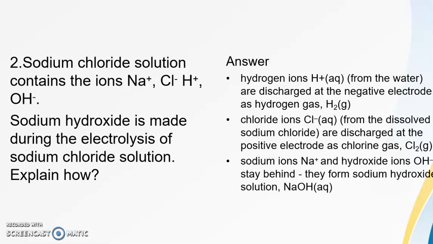The electrolysis of concentrated sodium chloride solution is a very economical process because from one raw material, which is brine, we get 3 different products: hydrogen, chlorine and sodium hydroxide.